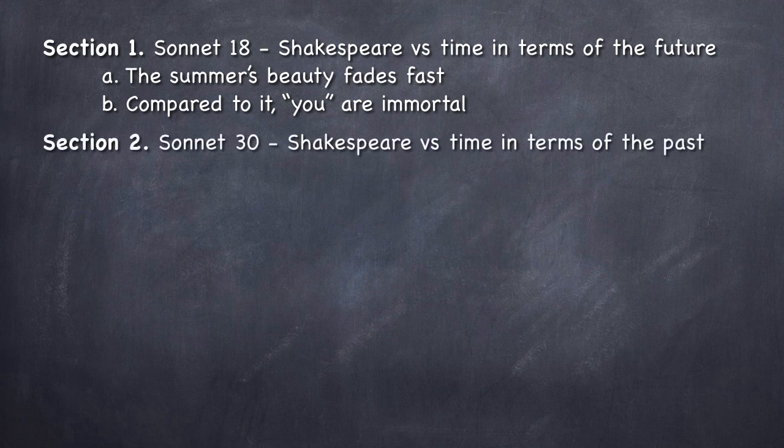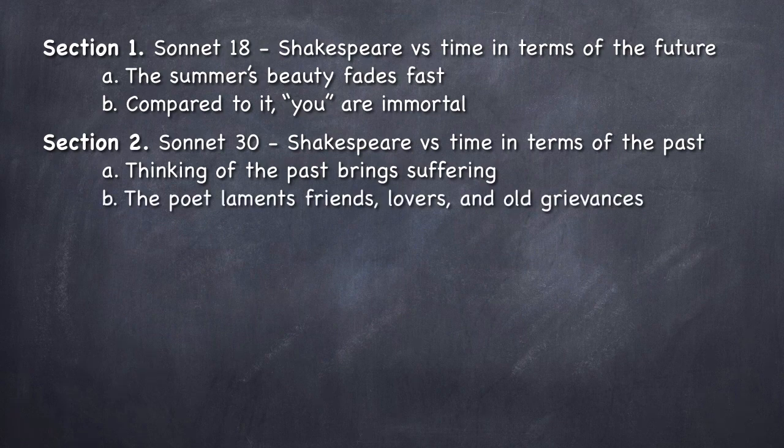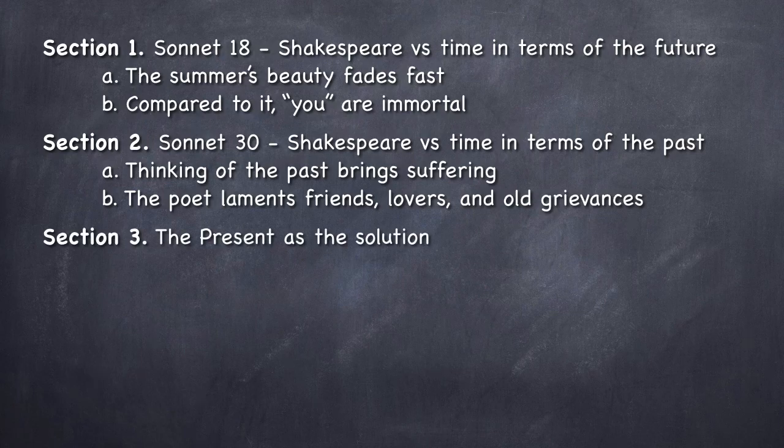There we go. Here's section 2, about Sonnet 30. Shakespeare is again at war with time, but in terms of the past. Subsection 1, thinking of the past brings suffering. Subsection 2, the poet laments friends, lovers, and old grievances. And now our main section 3. The present happens to be the solution.